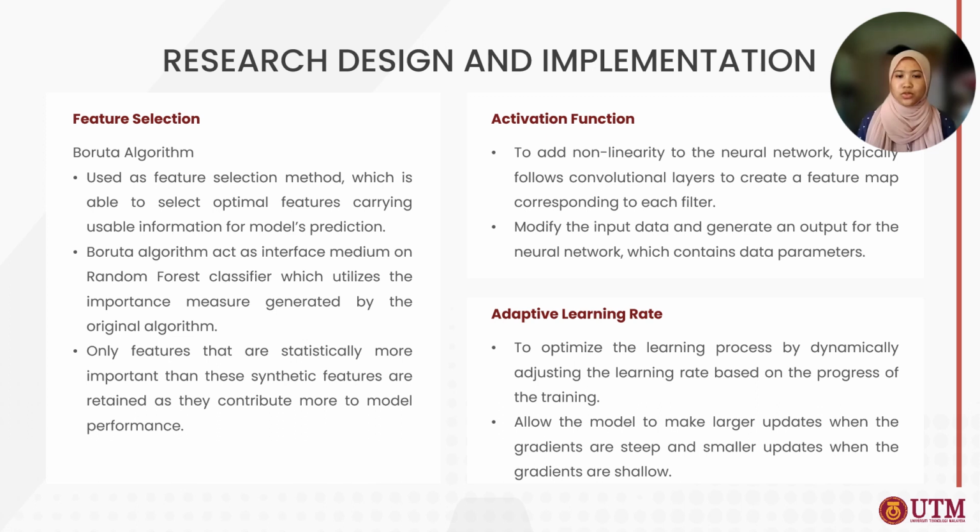Activation functions also modify the input data and generate an output for the neural network, which contains data parameters. For adaptive learning rate, it is to optimize the learning process by dynamically adjusting the learning rate based on the progress of the training. It also allows the model to make large updates when the gradients are steep and small updates when the gradients are shallow.